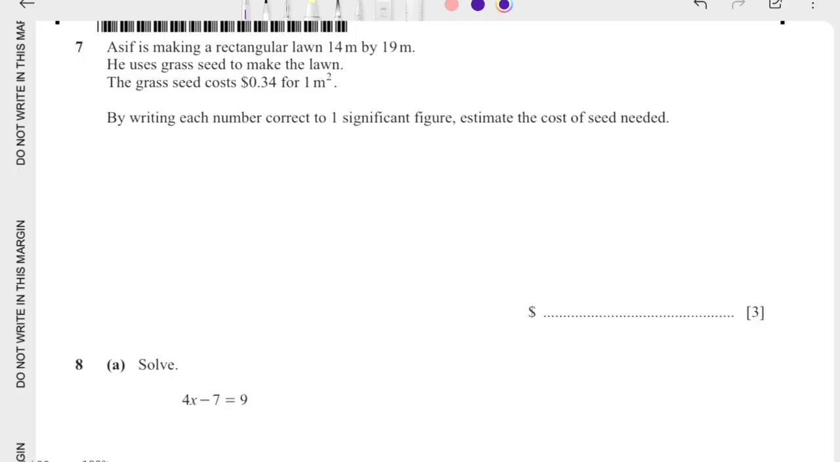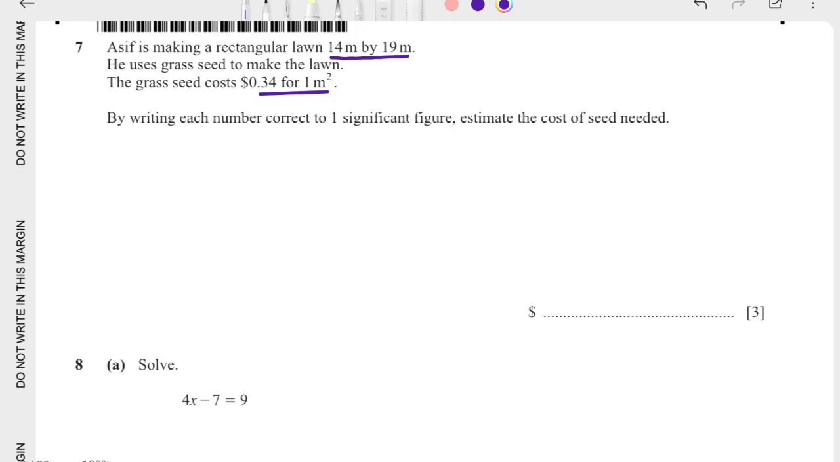Asif is making a rectangular lawn 14 meter by 19 meter. He uses grass seed to make the lawn. The grass seed cost $0.34 for 1 meter square. By writing each number correct to one significant figure, estimate the cost of seed needed.